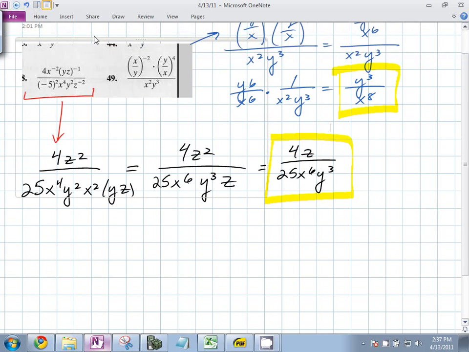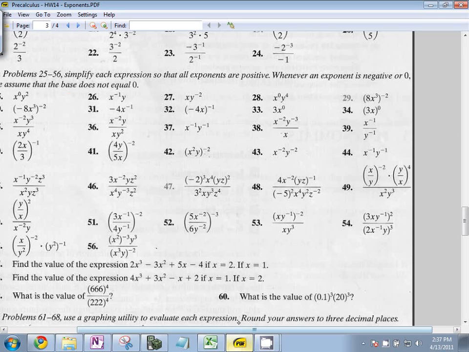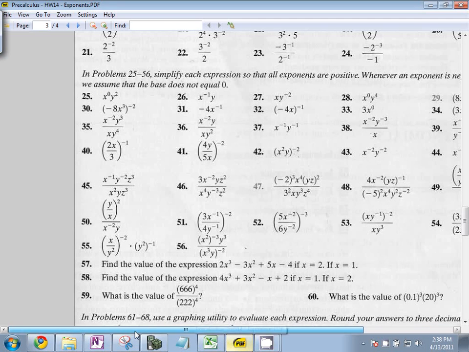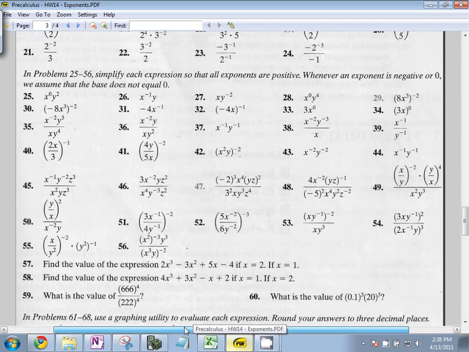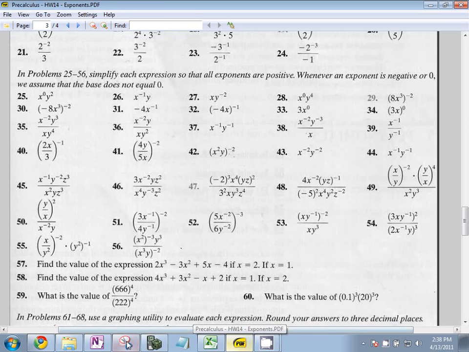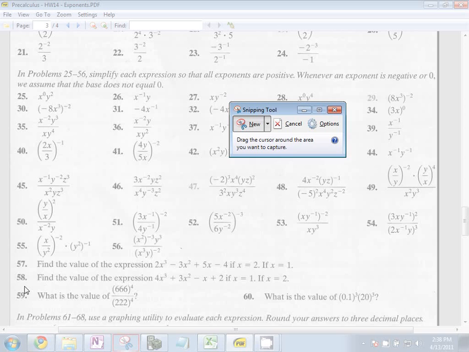Okay. Any others pique your interest on this sheet? None of them? Okay, all of them did. What about 59 and 60?